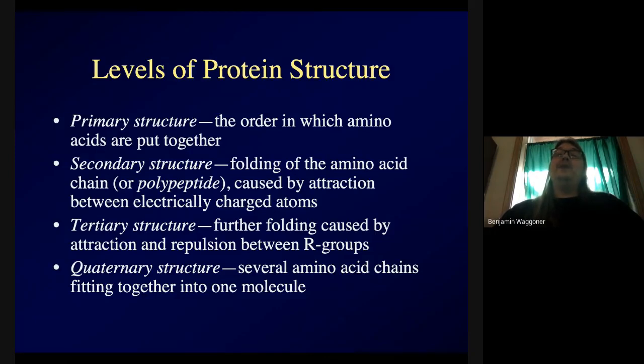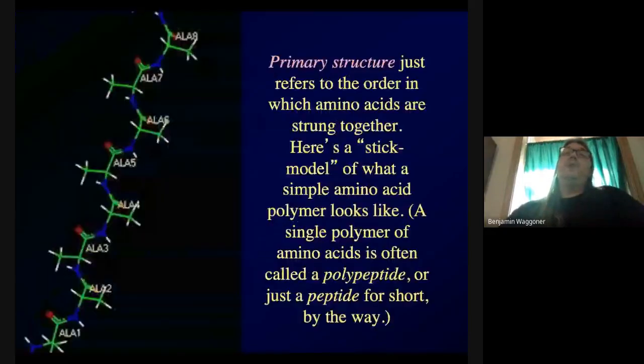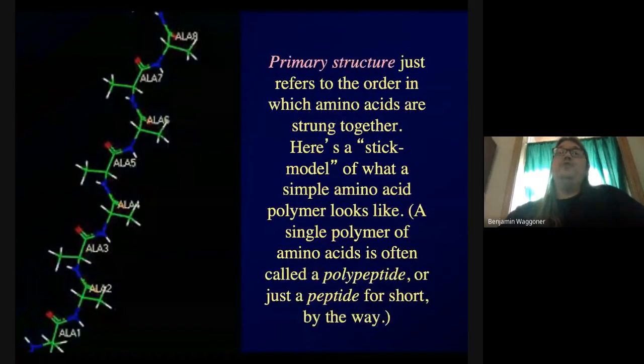Tertiary structure is caused by attraction and repulsion, again, kind of like static, between R groups, and that causes the entire chain, not just parts of it, to fold up. And then you can have several amino acid chains that'll fit together into a single molecule. So primary structure is just the order in which you string the amino acids together, one after another. This is kind of what it looks like. That's a simple amino acid polymer. They're representing nitrogen atoms in blue and oxygens in red.